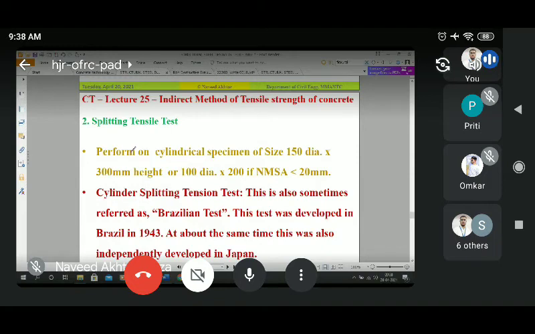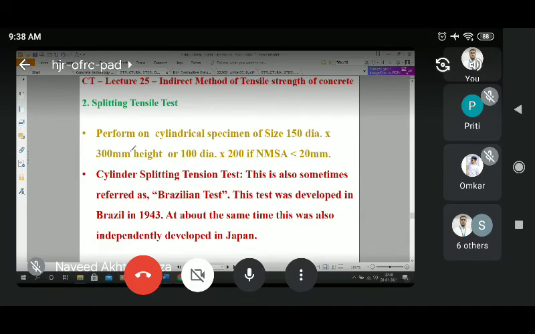Now the second indirect method of testing the tensile strength of concrete is done on a cylindrical specimen of size 150 by 300 mm height, that is, 150 mm diameter and 300 mm height, and this test is called the splitting tensile test. For a 100 by 200 specimen, the diameter is 100 mm and 200 mm is the height.